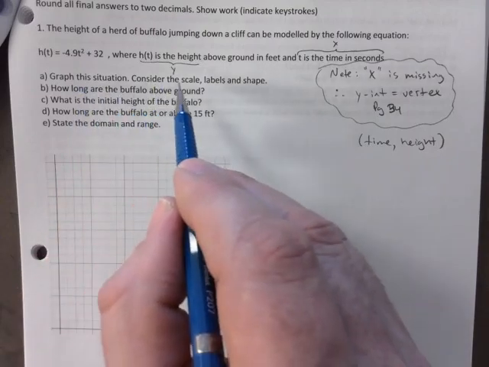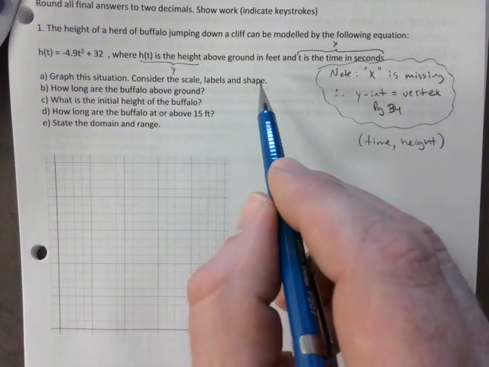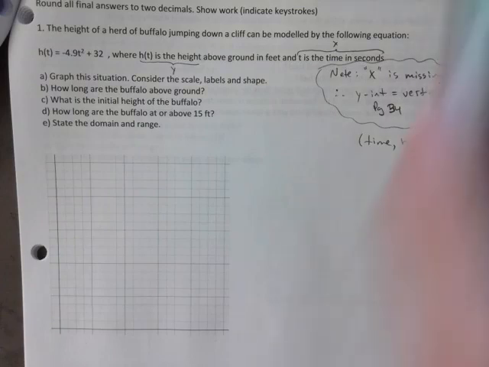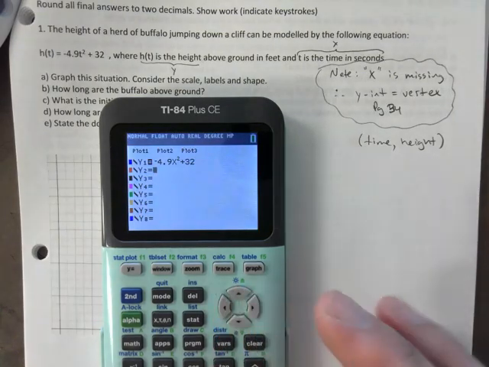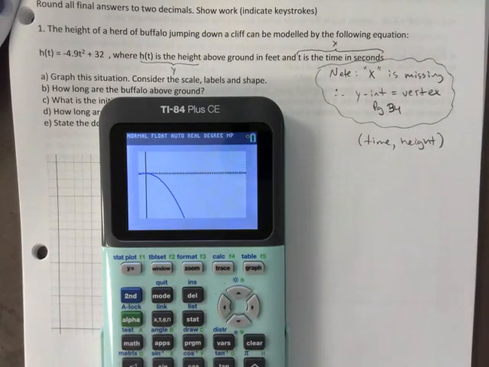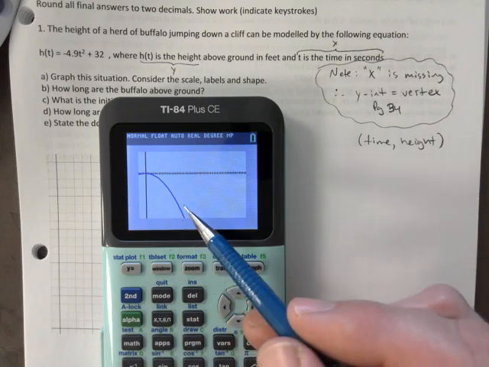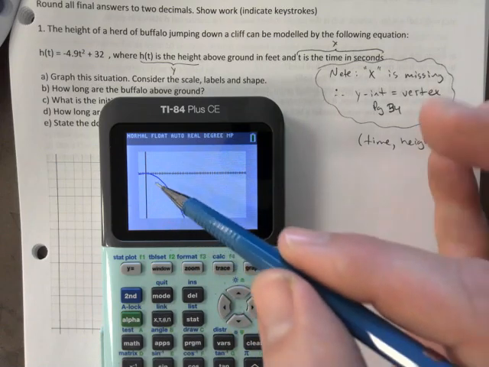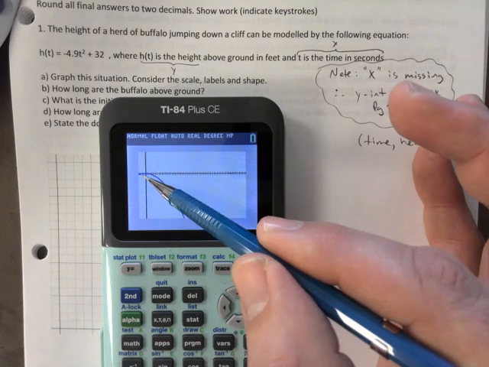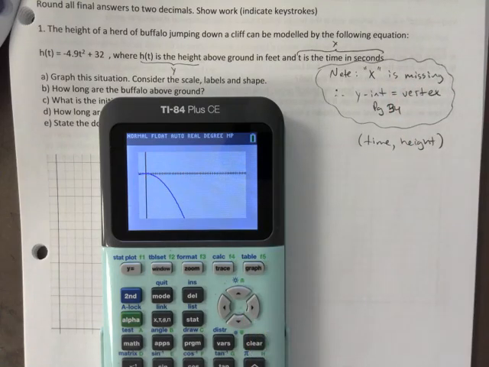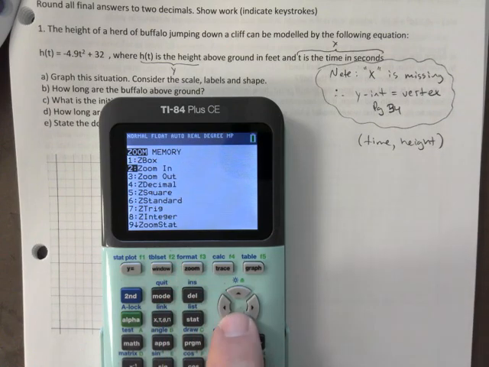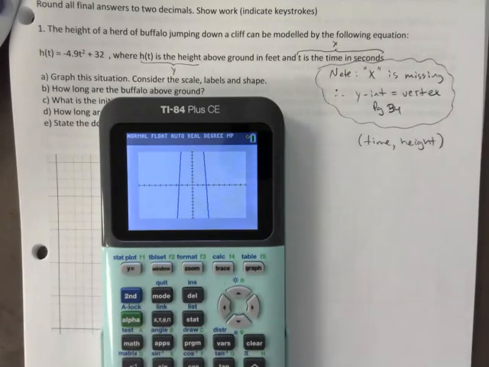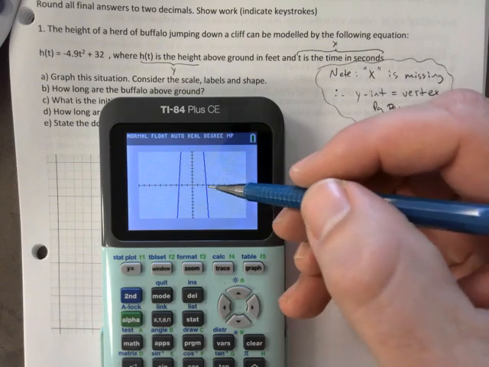Graph the situation, consider the scale, labels, and the shape. Well, let's make it appear on our graph first. So I hope you entered this already, and maybe you tried it already. And it doesn't look good, right? It seems like it's coming off the origin and just straight down. It's just because you're zoomed out. So I'm going to try zooming. I'm going to do a zoom standard. I like to just reset my window and then chase the curve.